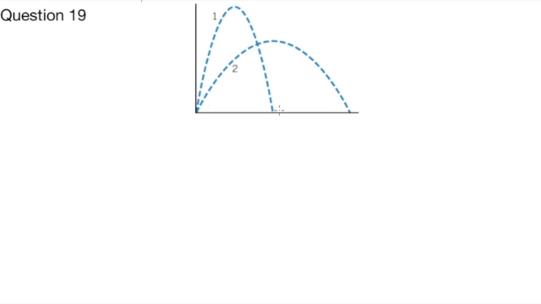Okay, so the question reads something like this. You should have it in front of you, but below is an image of two projectiles. We have projectile 1 and projectile 2. Projectile 1 goes to a greater height, but projectile 2 has a farther range. Which, if either, of the projectiles has a greater time in the air? Then justify your answer with a paragraph length response.